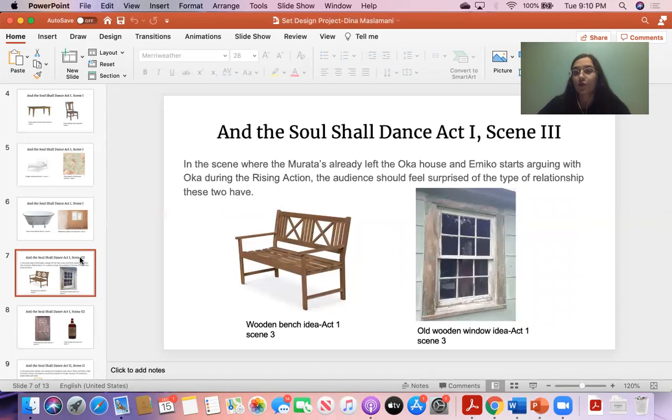And in Act 1, Scene 3, it's a scene where the Muratas already left the Oka house and Emiko starts arguing with Oka during the rising action. And I want the audience to feel surprised of the type of relationship these two have. So when the Muratas leave, Emiko starts arguing with Oka and she sits on a wooden bench like this one. And I assumed it's outside the house, maybe in the front door or in the yard. And I wanted to add also a wooden window like this one.